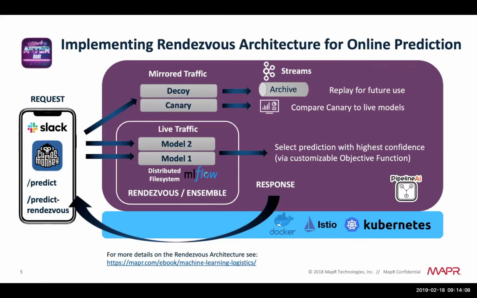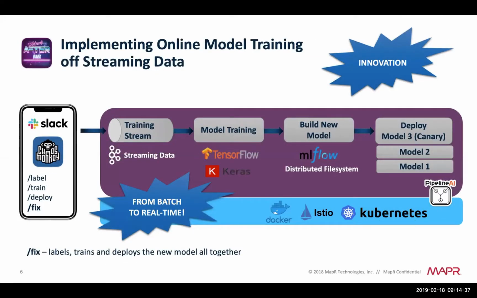What we're also doing is grabbing the predict statement and putting that into a stream for archiving and for replay, so kind of implementing the decoy model. It also deploys as a canary in the pipeline, so you can compare that one to live models later. It's all running containerized, so we can show all the integrations and flexibility you have with containerized workflows here.